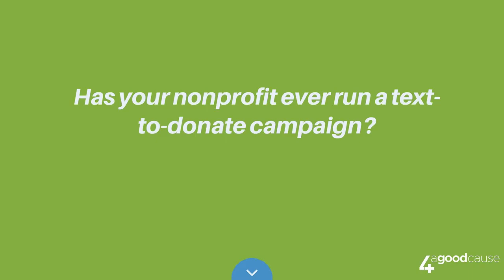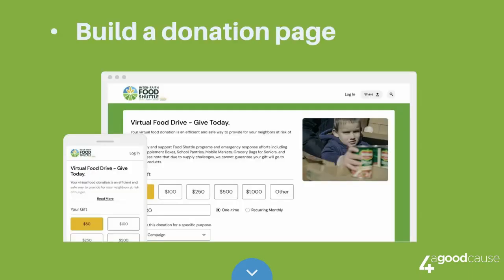So let's look at the steps to launch a text to donate campaign. Terry says he raised $4,000 on texting from 900 teens. That's fantastic. All right, so step one is to build your donation page.